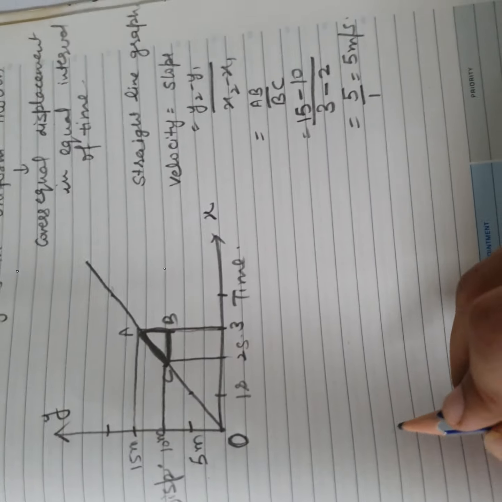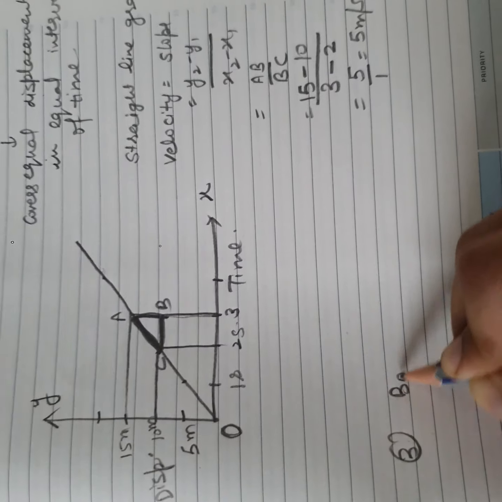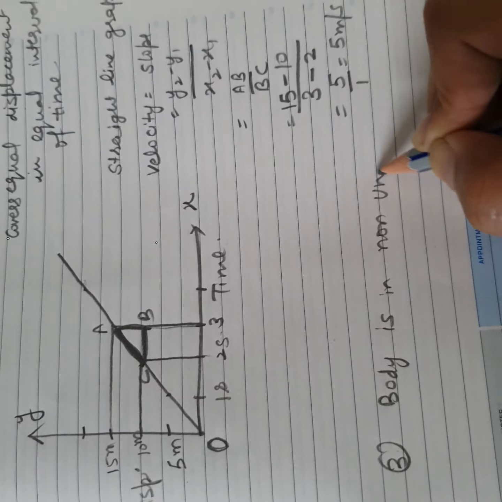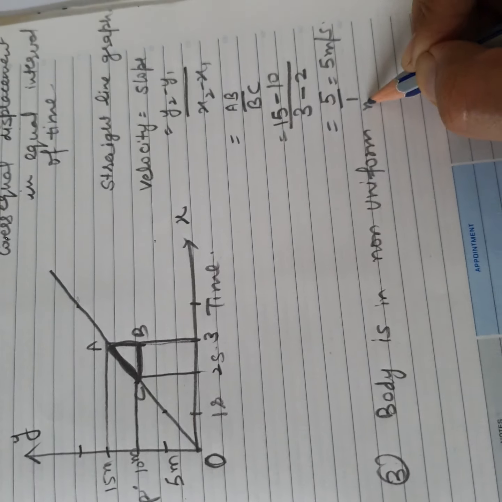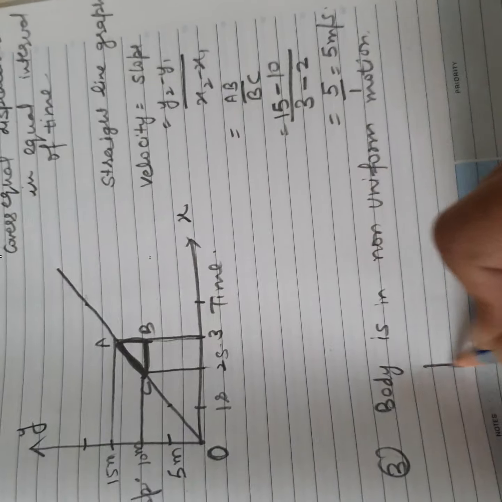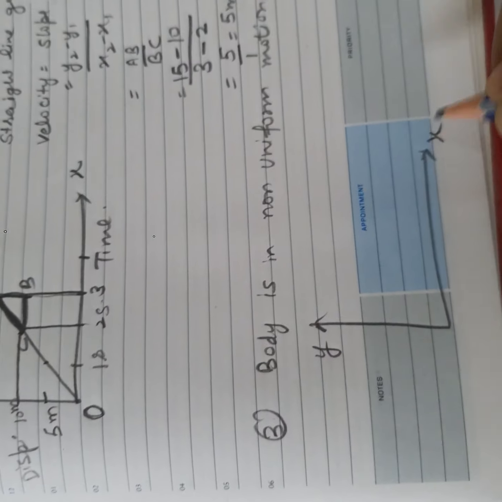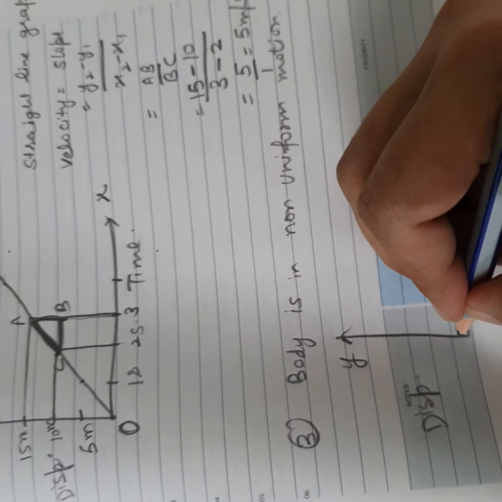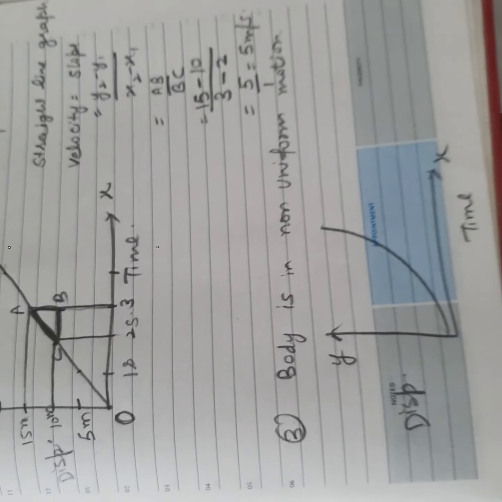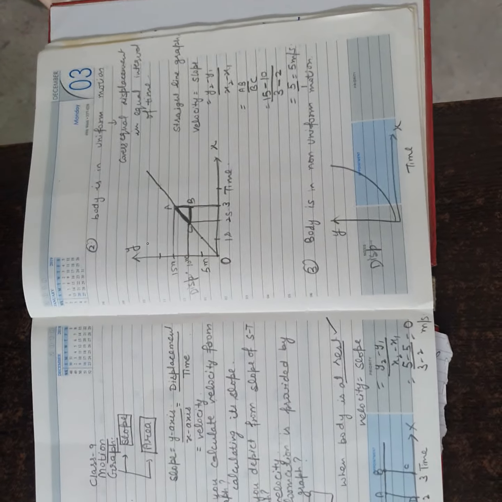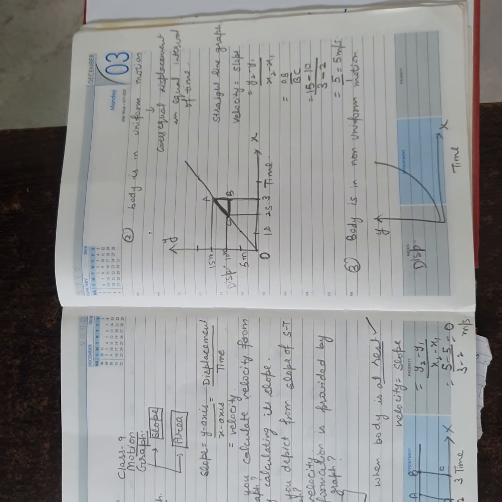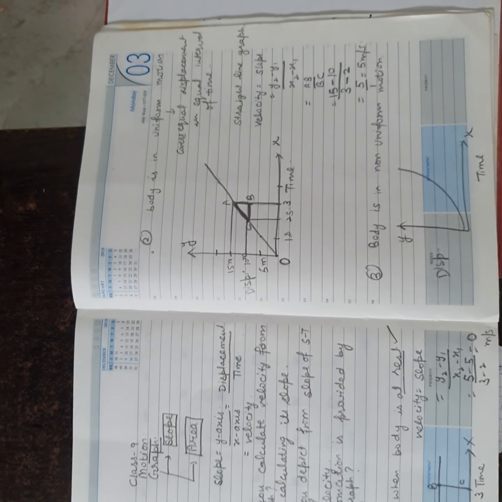And if the body is in non-uniform motion, then you can draw any random graph for this, just like this. This is the graph. These are the topics for the displacement time graph, and it is such an easy topic, so try to make it understood.